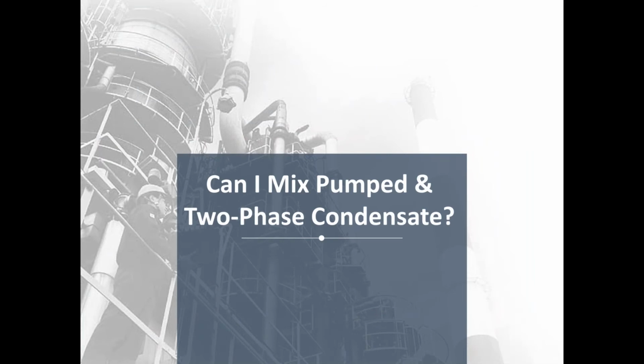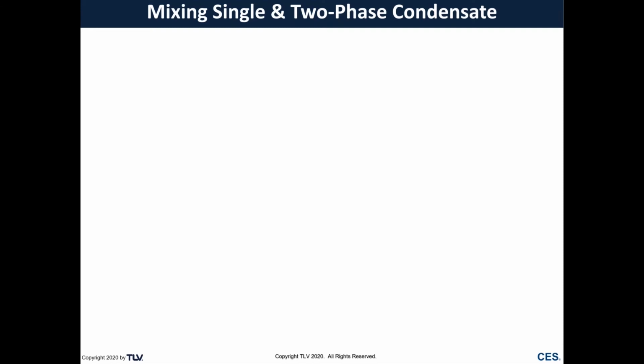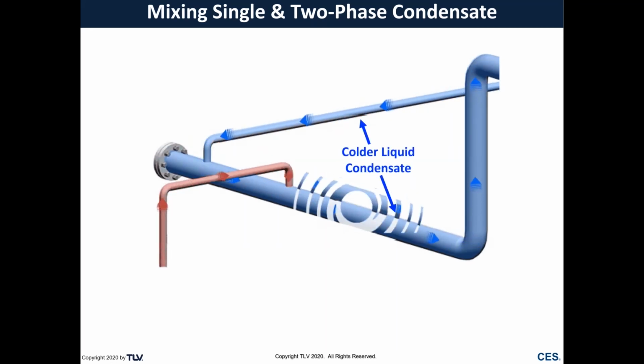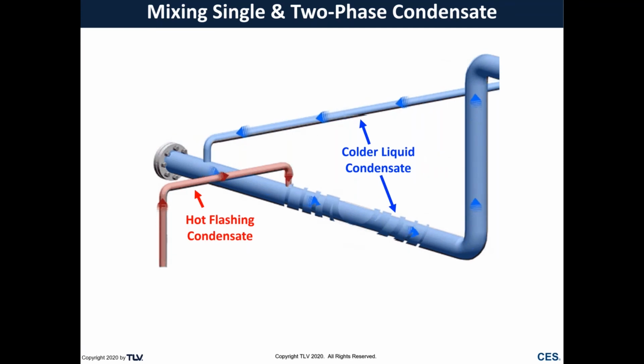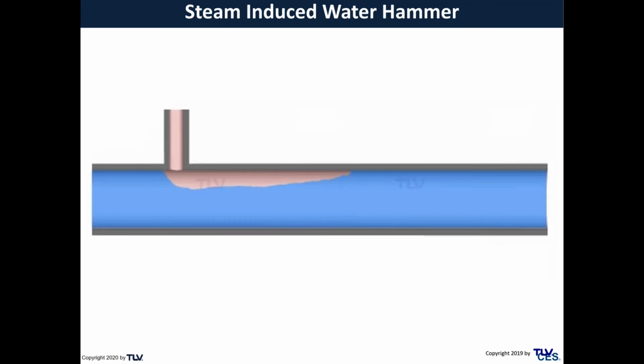Now you may ask yourself, well, can I mix my pumped condensate and my two-phase condensate into the same condensate recovery line? Well, the answer there is only if you want water hammer. So if we look at an example here of pumped subcooled condensate return lines coming in contact with hot flashing condensate, you can see that we're forming pockets of steam in that line, which are going to rapidly collapse and cause water hammer. And this is what we call steam-induced water hammer.